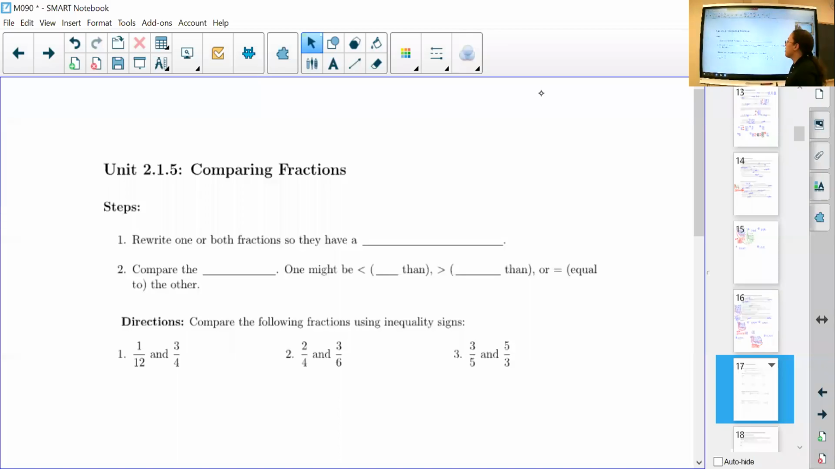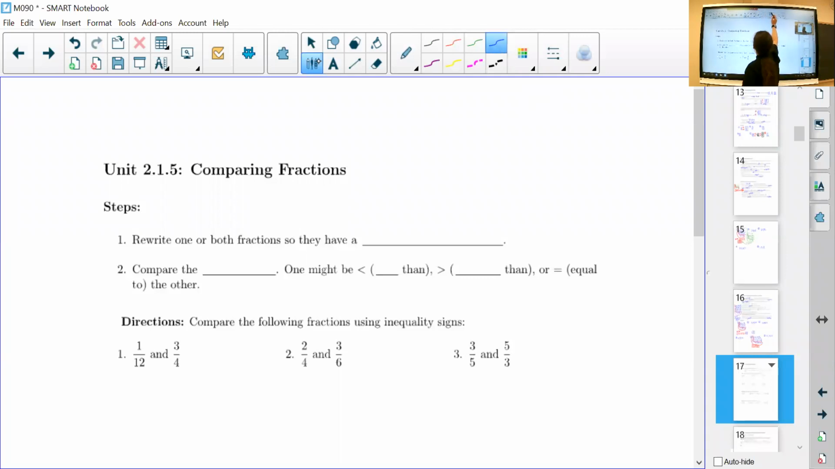Page 17, comparing fractions. Got a couple ways that we can do this. Maybe the simplest in most cases is to rewrite the fraction. Sometimes we have to rewrite one or both, or maybe they're, well, it would be pretty silly if they already had a common denominator. So we'll rewrite them with the common denominator. Denominators on both will be the same. And then we compare the numerators, the top numbers.